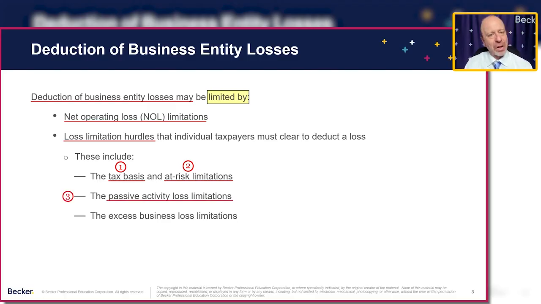Then we have our PAL, our passive activity losses. Passive activity losses can only be used to offset passive activity gains. And finally, there's something known as excess business loss limitations, which means that the IRS doesn't want you to deduct $10 million a year every year in business losses. So they put a cap on how much you can deduct. We'll get into all of these in much more detail as we go through the sessions. Right now, we're just explaining certain concepts at a high level.